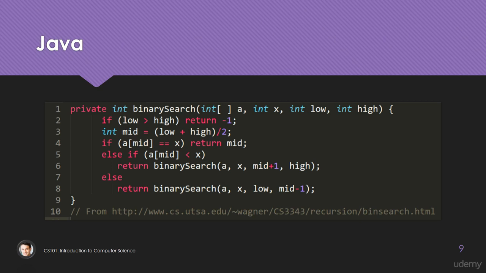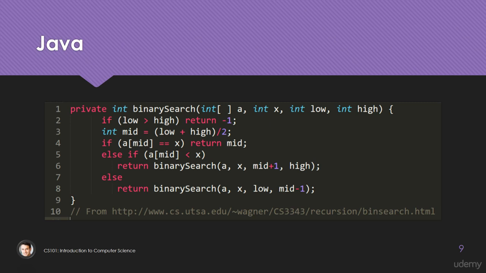Line 4, if the middle point is the number, right? If A is the list of numbers and X is the number you're searching for, and the middle of that range that you're searching in is that number, you return that middle point. That's where the number is, and that's where it can be found. Now, if that is not the case, in line number 5, you're checking if the number that you just found is less than the number you're searching for.